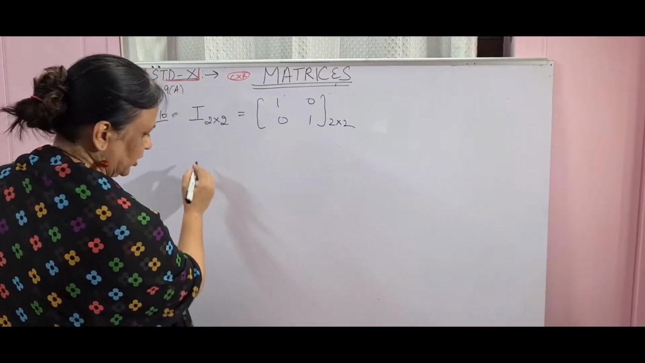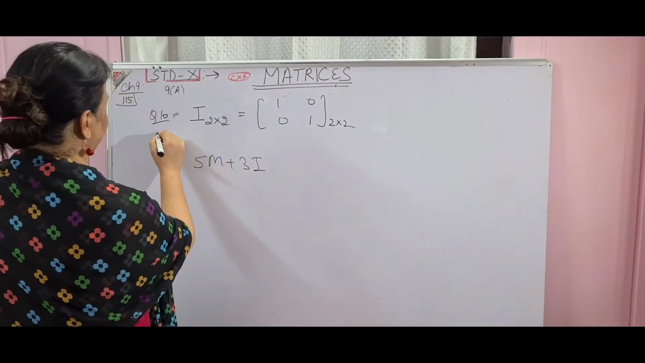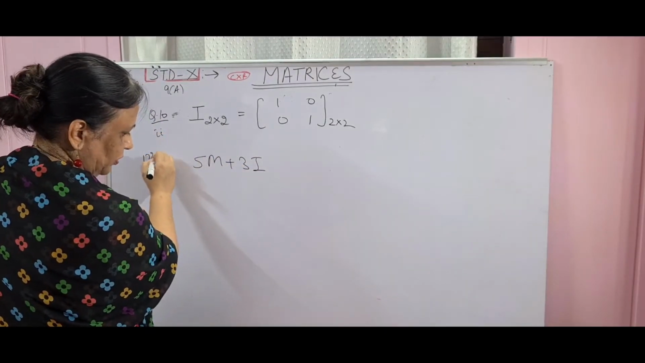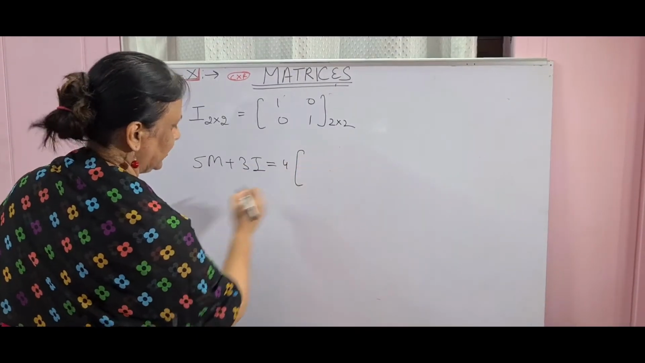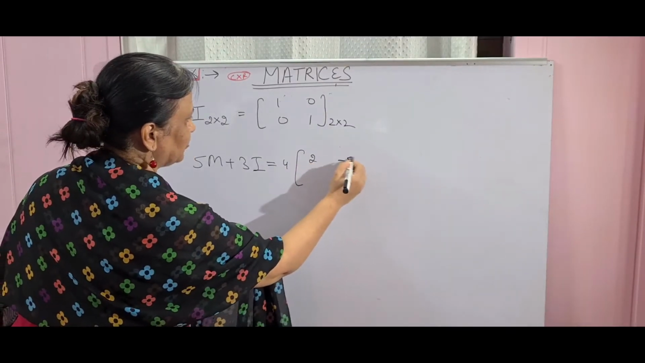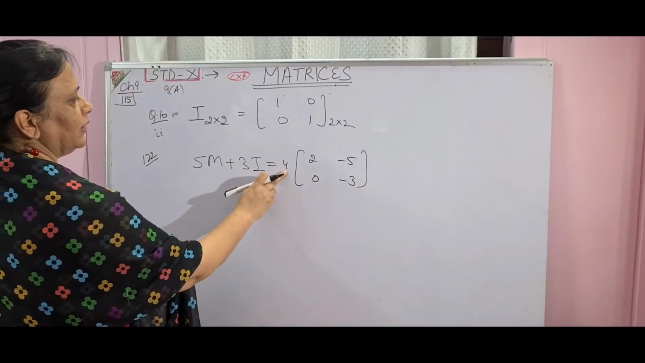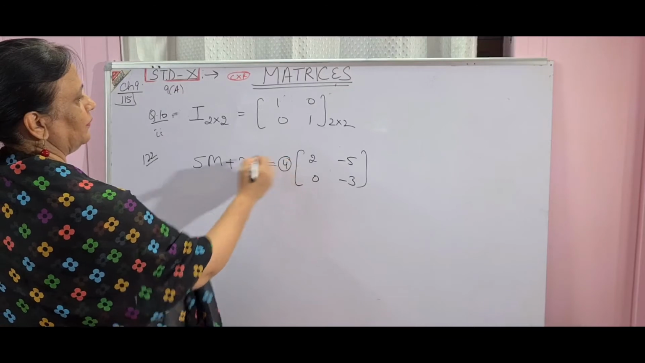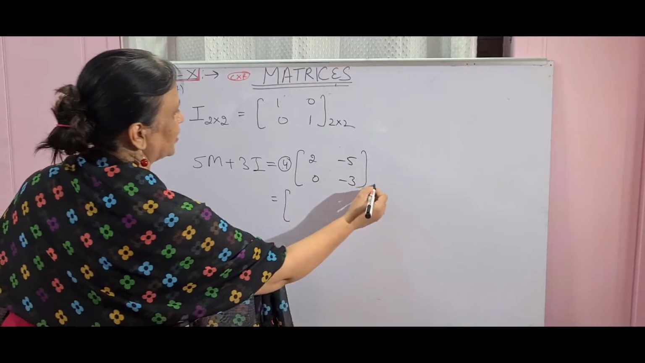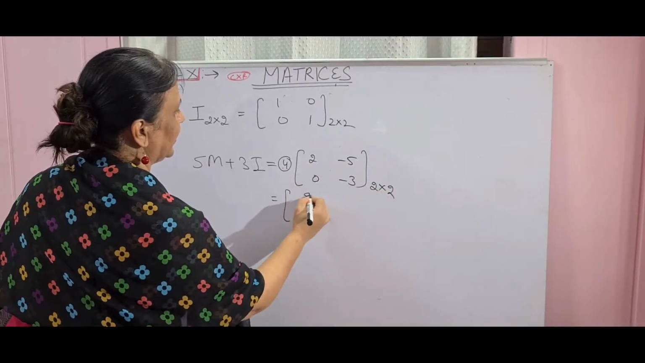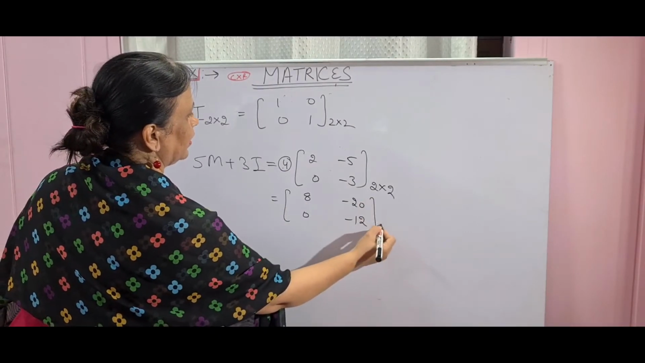Then he says that suppose 5M plus 3I, second part I am doing, question number 10, second part on page 122. I have to find M, and this is given equal to 4, which is outside the bracket, 2, minus 5, 0 and minus 3. The number outside the matrix is said to be a scalar. And what do we do with this? We multiply it with each element inside the matrix. First of all, you write the order. 4 2s are 8, 4 5s are 20, 4 0s are 0, 4 3s are 12. 2 into 2.